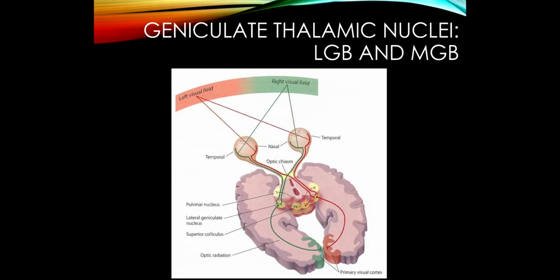Okay, next the lateral geniculate and the medial geniculate. So remember for vision, as we have vision coming through the optic nerve, optic chiasm, optic tract, the synapse occurs here in the lateral geniculate nucleus, and then that relays vision back to the occipital cortex. All right, so that's the function of the lateral geniculate.